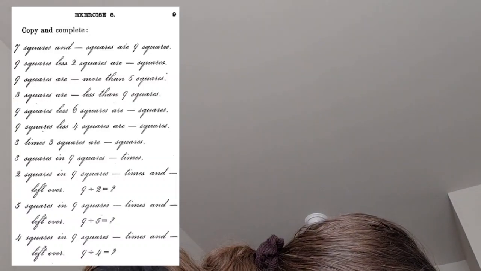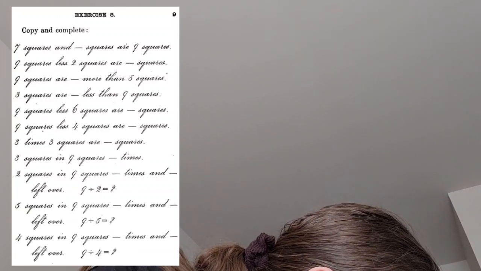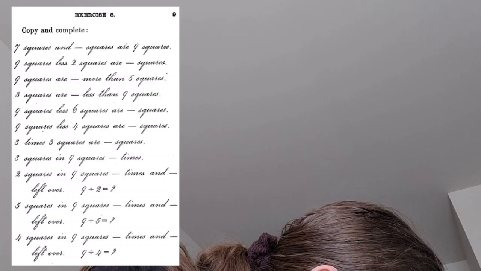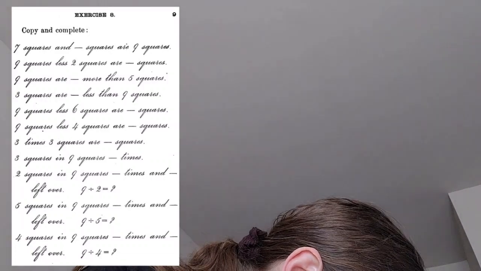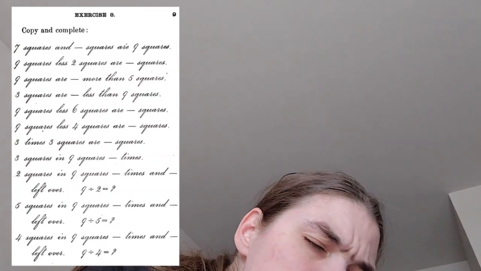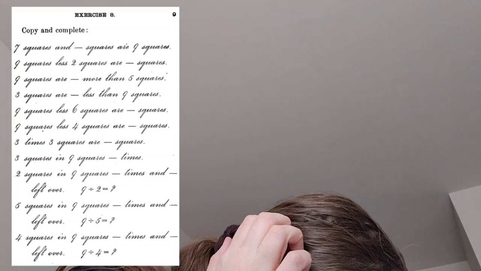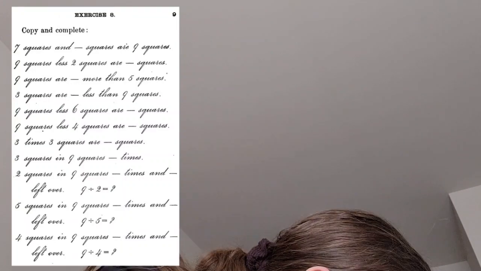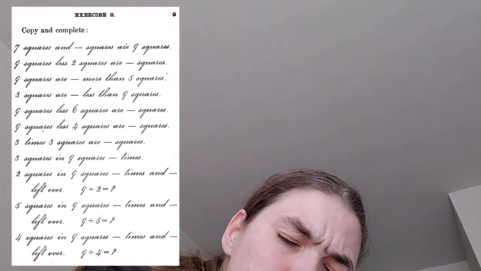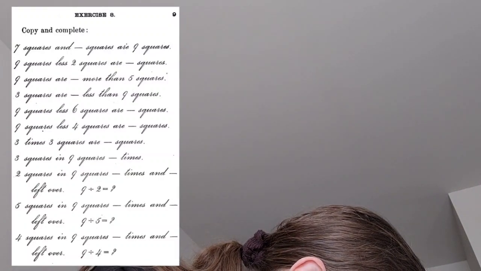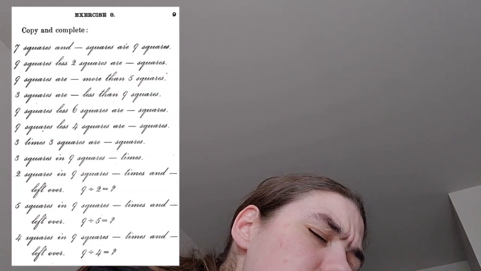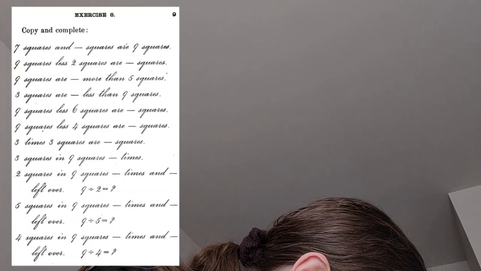I gotta think on some of these. 9 squares less 6 squares are blank squares. 9 squares less 6 squares are 3 squares. 9 squares less 4 squares are blank squares. 9 squares less 4 squares are 5 squares. 3 times 3 squares are blank squares. 3 squares times 3 squares are 9 squares. I'm starting to fall asleep.